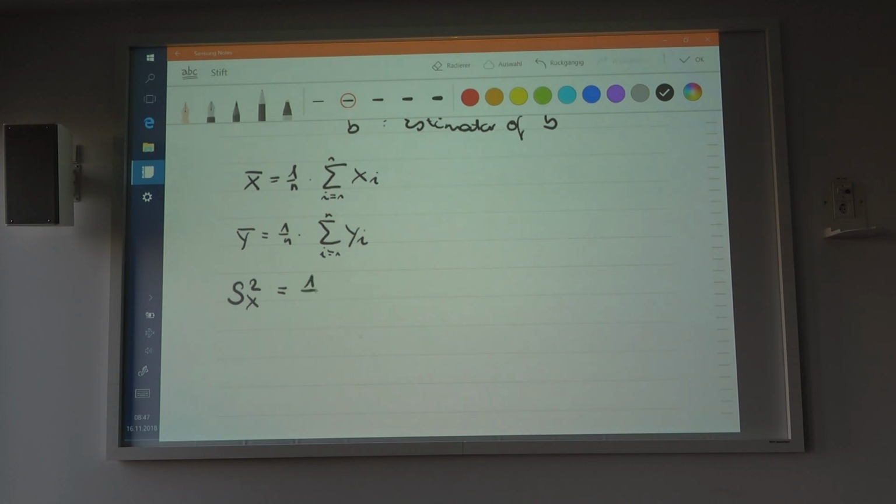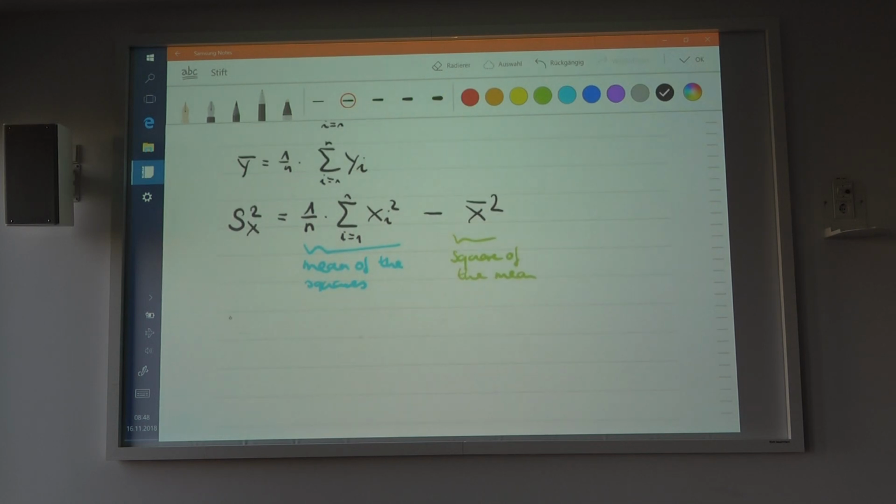The mean of the squares means you take the squares of the observations of the explanatory variable, sum them up, and divide by n. So this is the mean of the squares of the explanatory variable, to be precise. And then you subtract the square of the mean, and you get the empirical variance. So this is the empirical variance, and this is the square of the mean. You probably have seen this before, right?